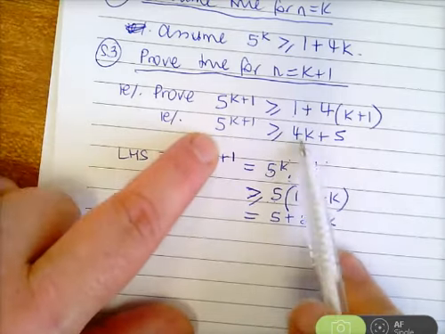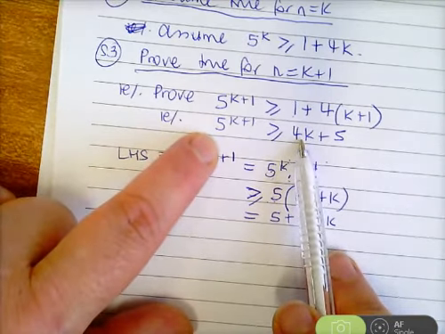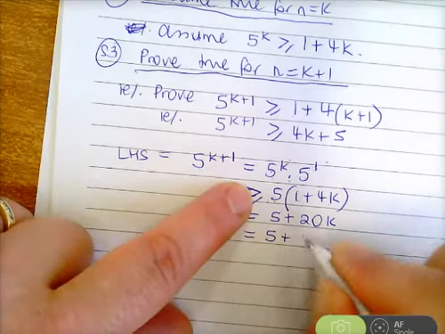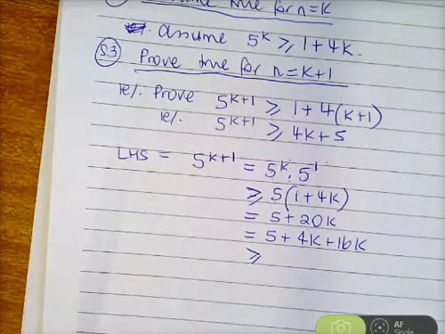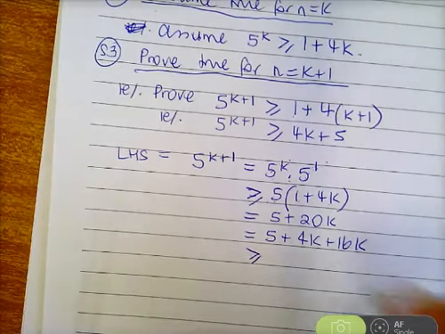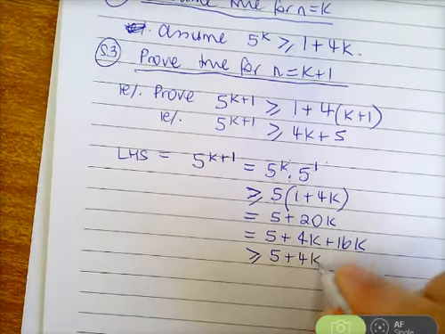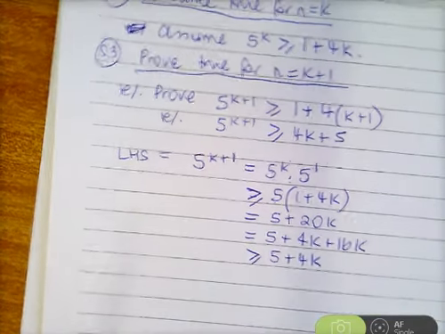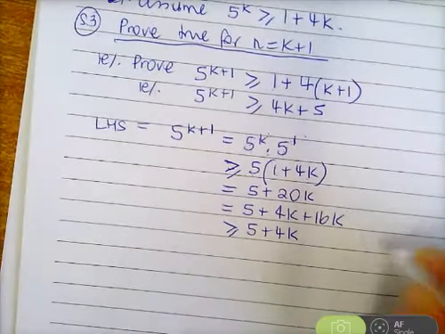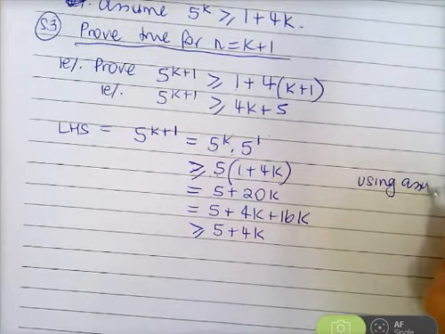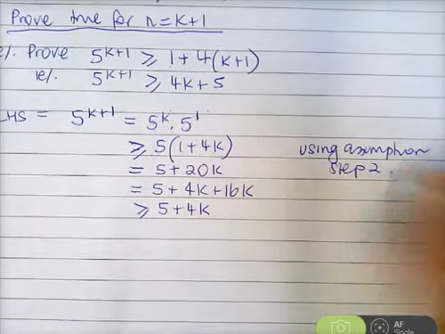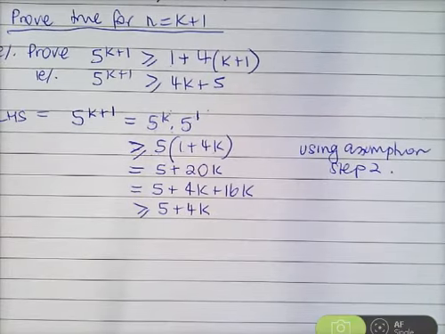You're just trying to show that it's greater than 4k plus 5. Now that happens to equal 5 plus 4k plus 16k. Now that's obviously greater than or equal to 5 plus 4k. Can you put here, please, using assumption from step 2? You should. Just putting using the assumption is even good.